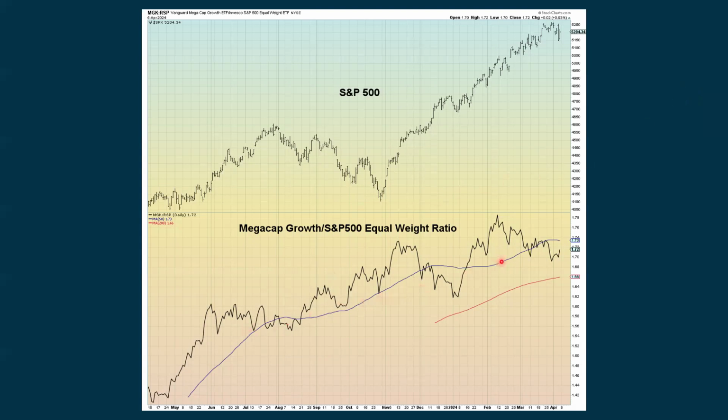We look at the mega caps, the really monster companies, and compare it with the equal weight ratio. And the big companies are still doing a lot better. They've been chopping more or less sideways, but they're still in an uptrend when we compare it to the rest of the equal weight S&P 500.